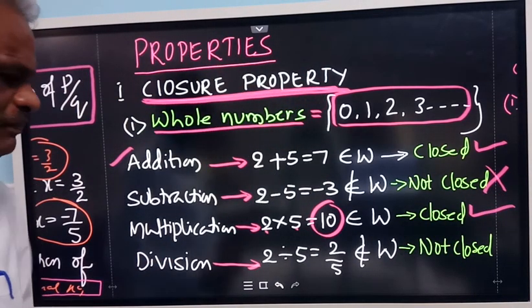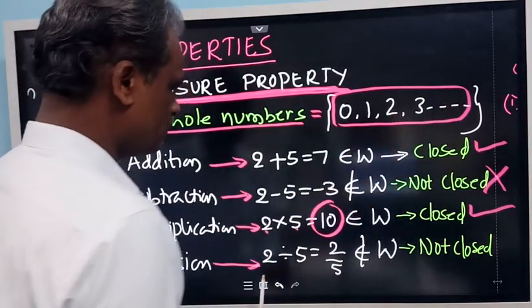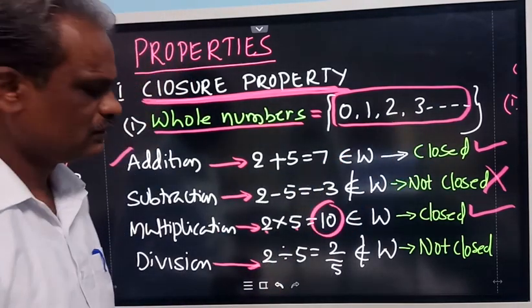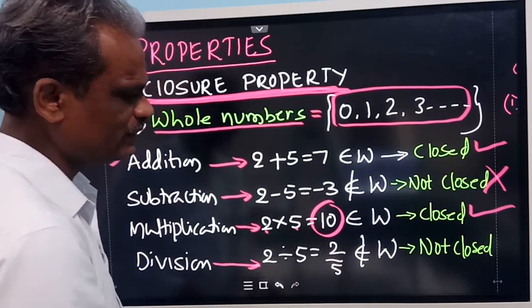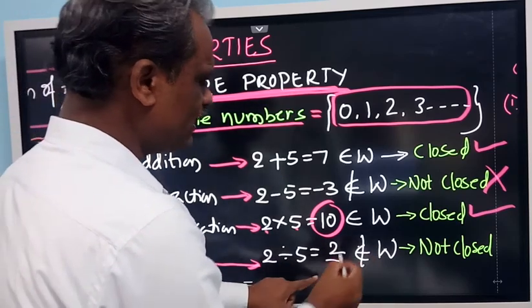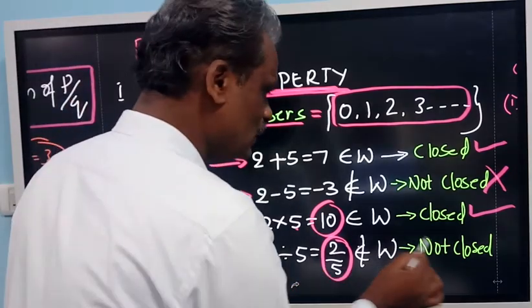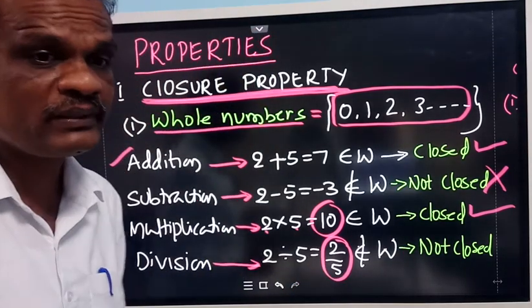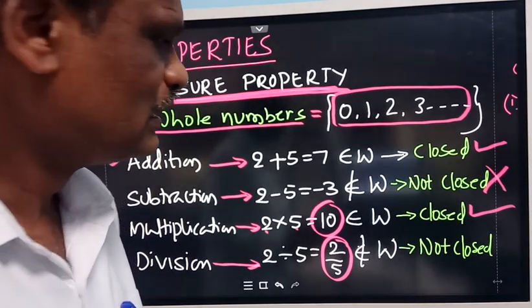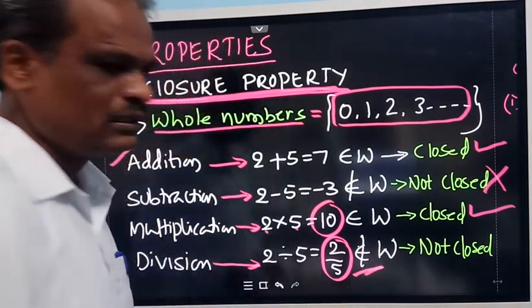Come to division. I have selected 2 and 5. 2 divided by 5, you are getting the form 2 by 5. So it is not a whole number. 2 by 5 you will not see in this group of whole numbers. Therefore this is not closed under division. I am talking about only whole numbers. Whole numbers are not closed under division.